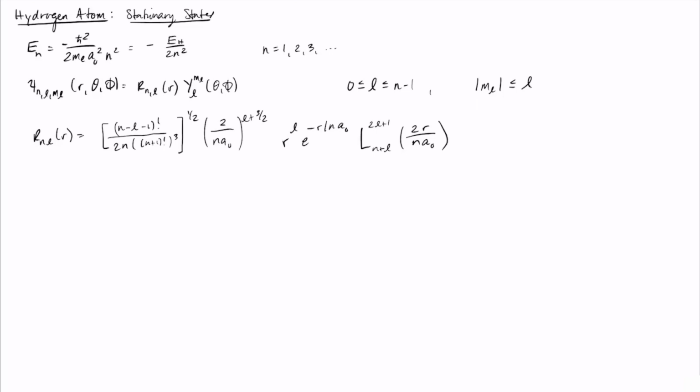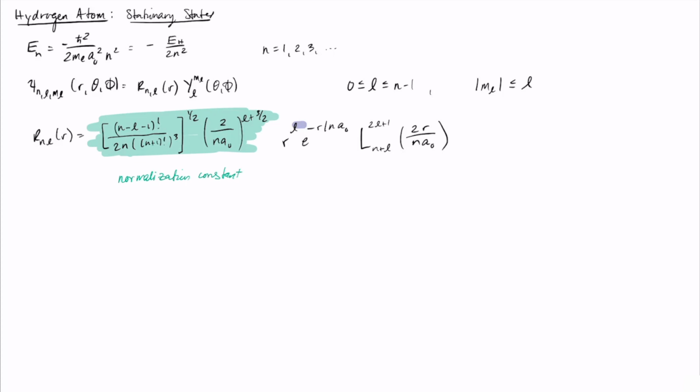Okay, so now let's go through this piece by piece. So the first piece we have on the left, highlighting in green. Now you notice that this part does not depend on r explicitly, and so this should tell you that this is just a normalization constant. So this is here to make sure that the norm of r is 1.